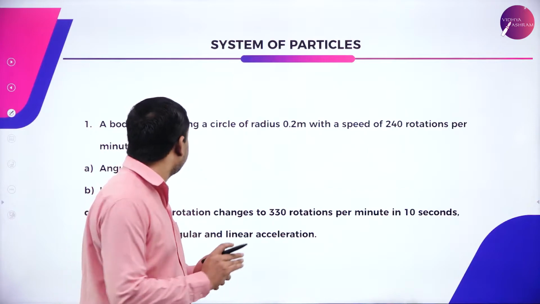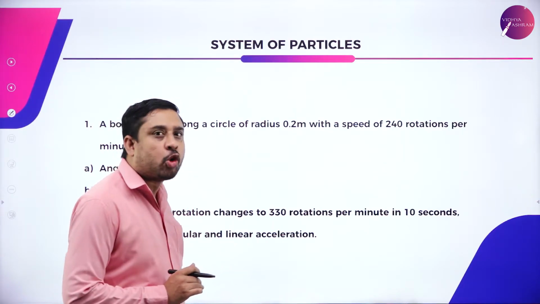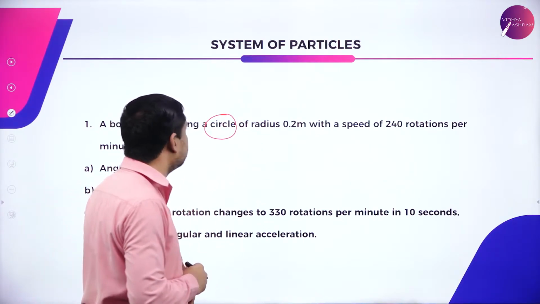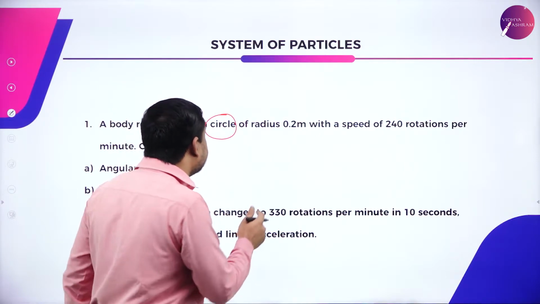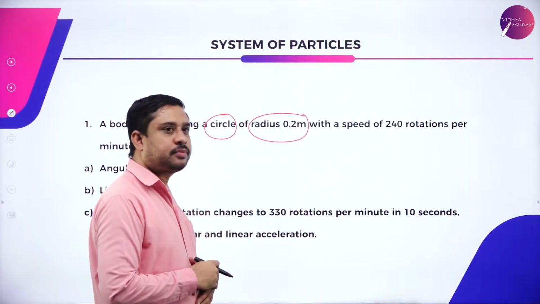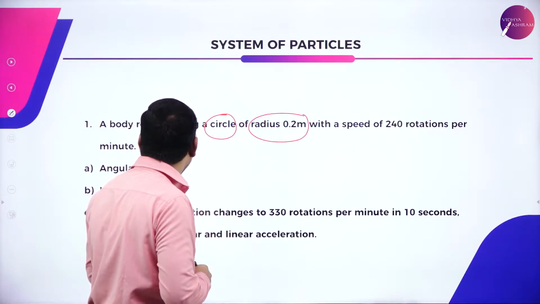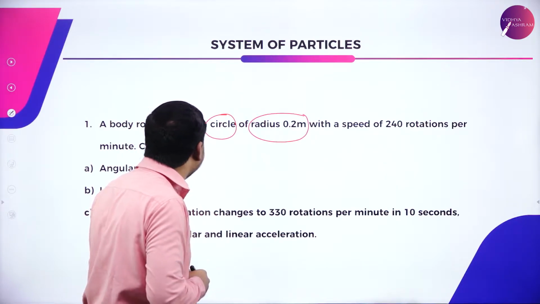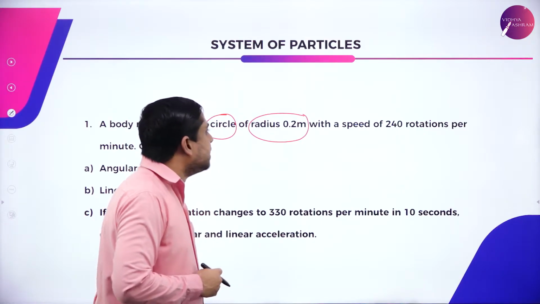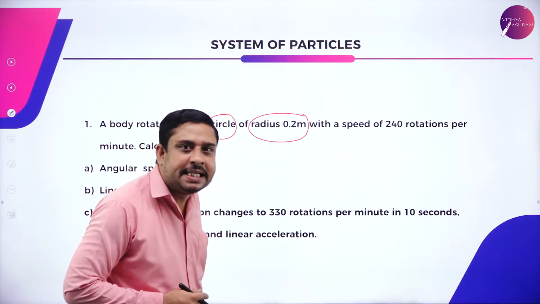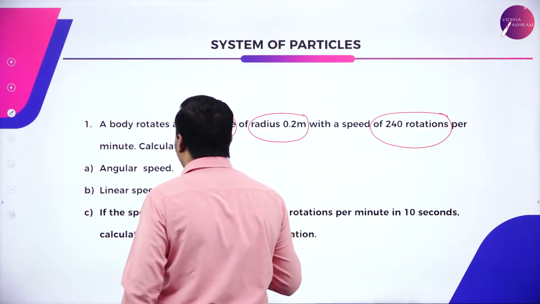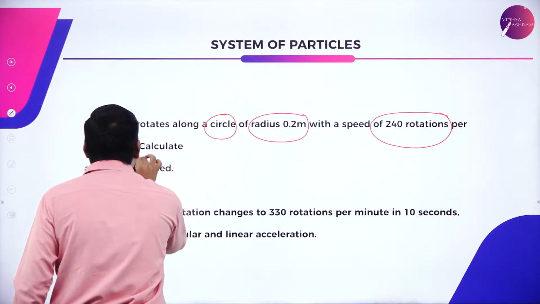The first one. A body rotates along a circle of radius 0.2 meter, with a speed of 240 rotations per minute.